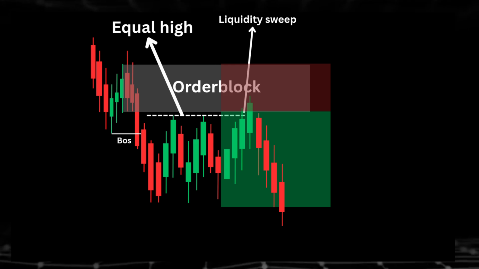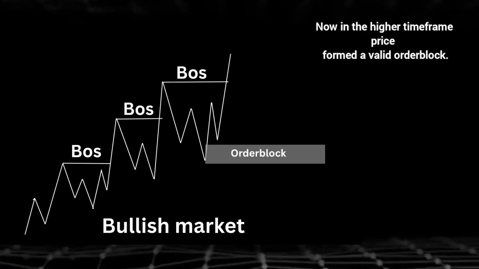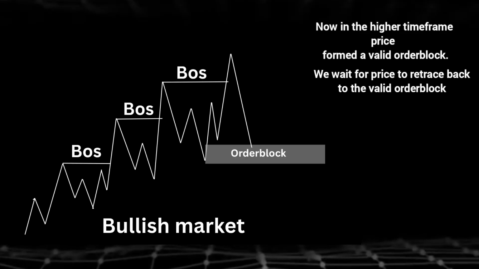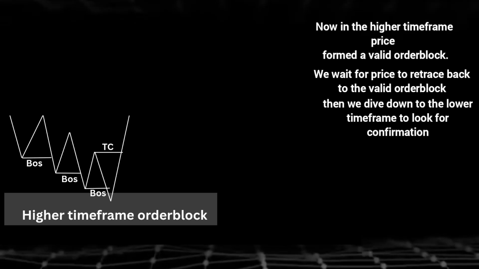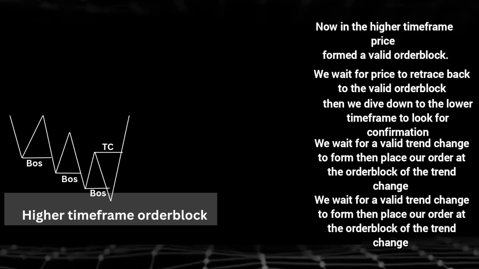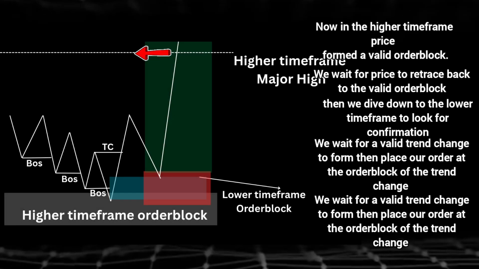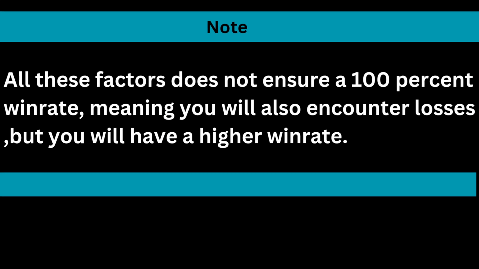The third factor. We wait for a lower timeframe confirmation. Now in the higher timeframe price formed a valid order block. We wait for price to retrace back to the valid order block, then we dive down to the lower timeframe to look for confirmation. We wait for a valid trend change to form, then place our order at the order block of the trend change, aiming for the major high of the higher timeframe. Note, all these factors do not ensure a 100% win rate, meaning you will also encounter losses, but you will have a higher win rate.